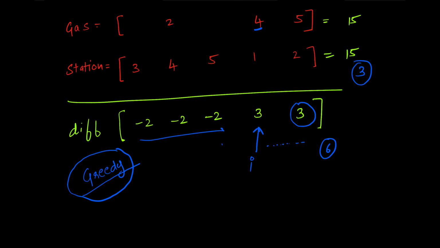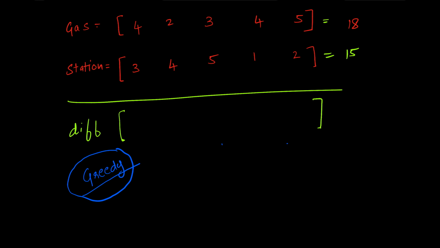Let's try a different example where we have a positive difference at the start of the array. The first element in the gas array is 4, so the difference is going to be 1, which is positive. The remaining differences are the same. Going by the earlier logic, if the difference is positive, it can be considered as the starting index for the journey. So we can start the journey at i equal to 0, or gas station 1.